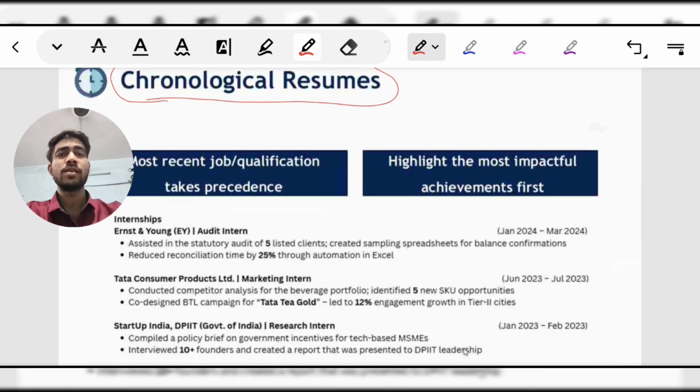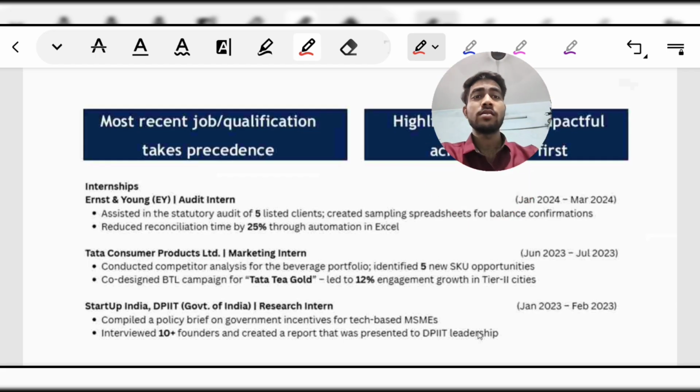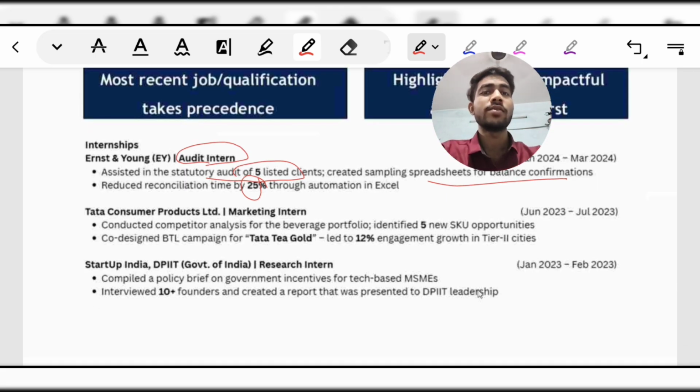Now let's talk about the chronological resume. Most job applications take someone who did an internship at EY, such as an audit intern. It mentions how much you contributed to a company's growth. Suppose you write: statutory audit for a client, creating sampling spaces with balance confirmations, and reducing reconciliation time by 25% through automation in Excel. This is the type of work you are doing.